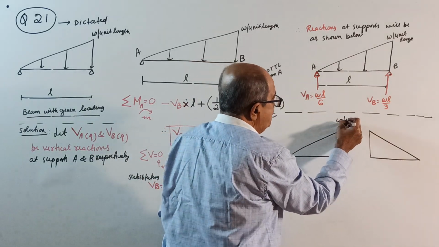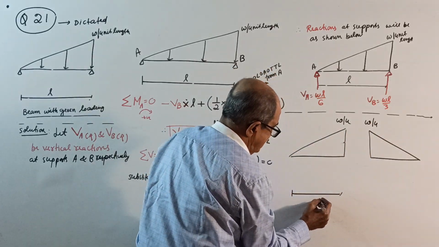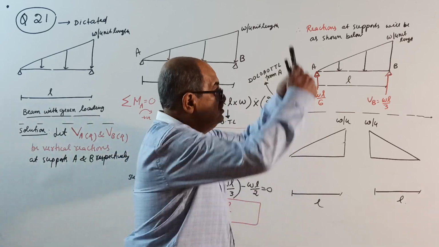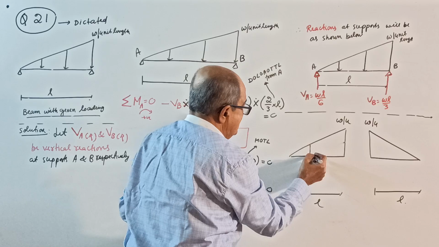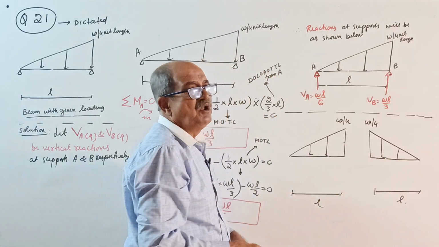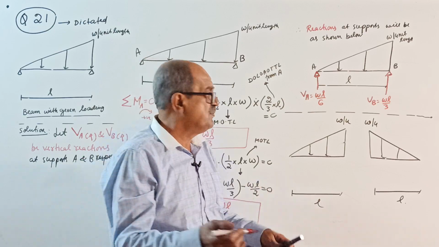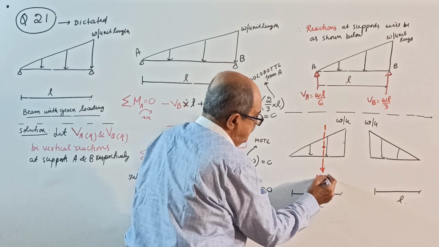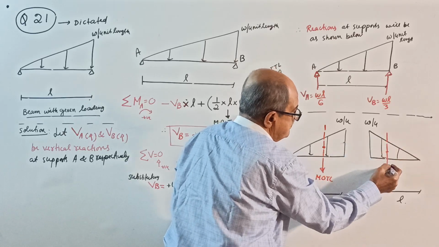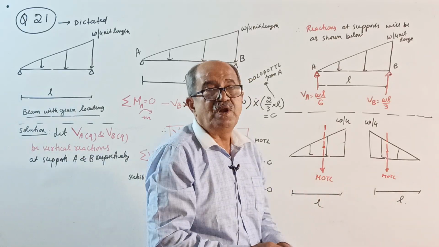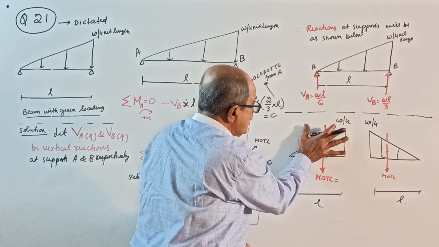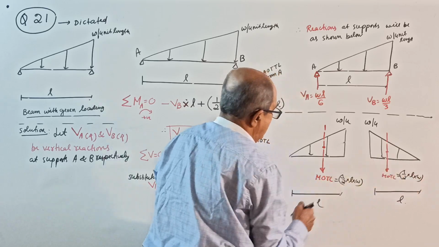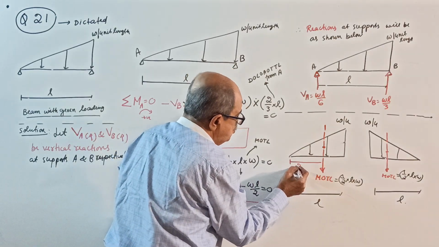Right now, make a note. If this is W per unit length, and the loaded length is L, then the magnitude of the total load is given by the area of the triangle, told thousands of times, and the line of action will be through the centroid. When you write this, your hand should move: total load equals area of the triangle, half into L into W. Half into L into W is the magnitude. And the line of action from here will be 2 by 3 of L.